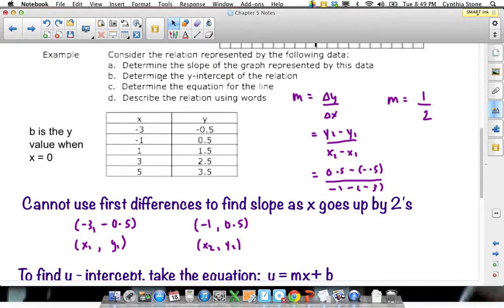B is, there's a fairly easy way to do it for this particular set of data, and then there's a harder way, and I'm going to show you both. The harder way will become more important later in the unit. We want to find the y-intercept, which is b. So I'm talking about this point right here where I'm wiggling. The b is the y value when x equals 0.